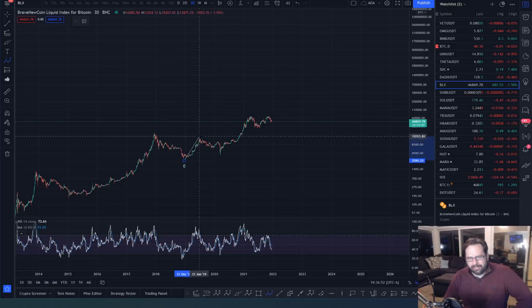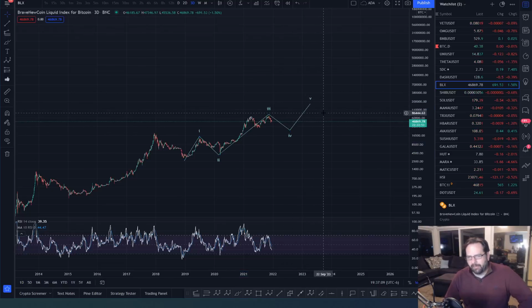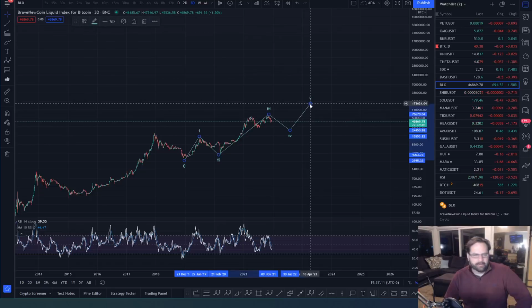I think basically this is a 1, 2. This could be the top of 3. We could get 4 that plays out over time, and then we get a 5th wave up here to, not that high. Shoot, up here to something like that. 100, 200K, something like that for a 5th wave. But that'd be a big move. Really would.